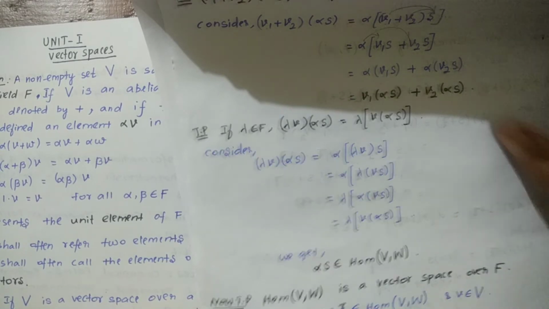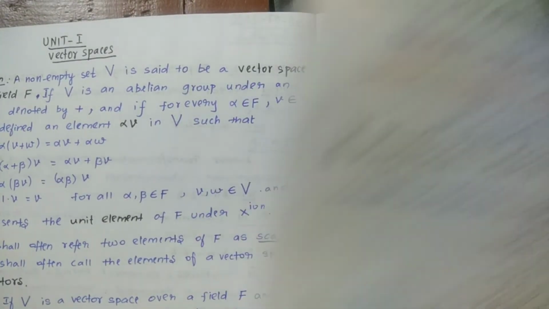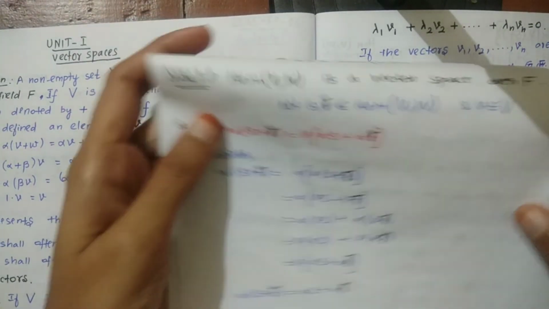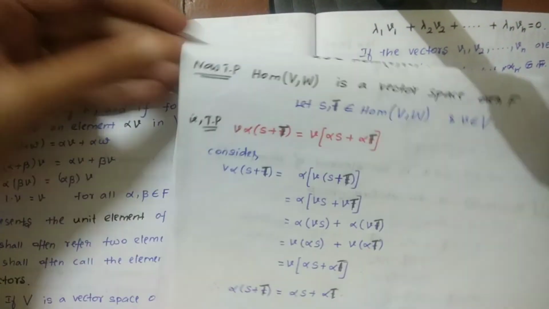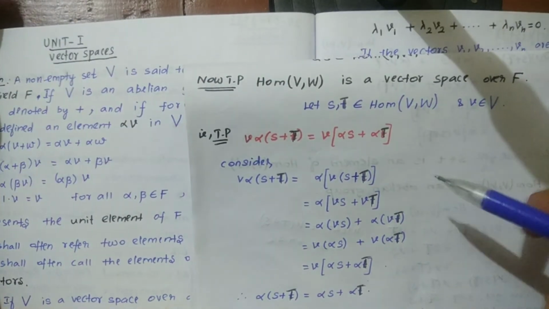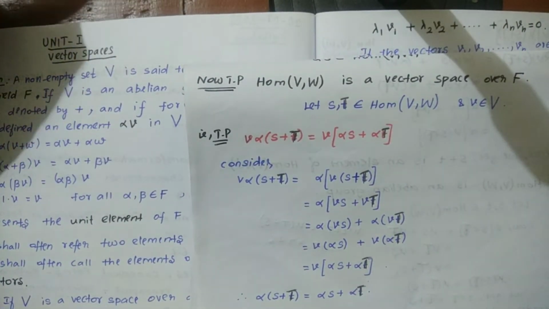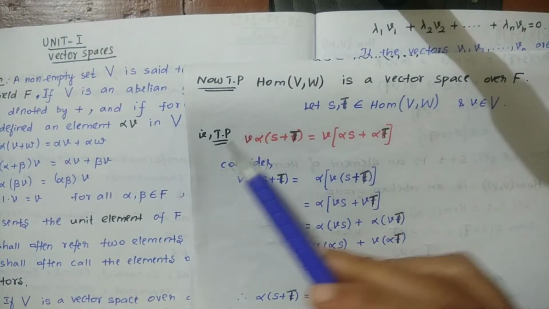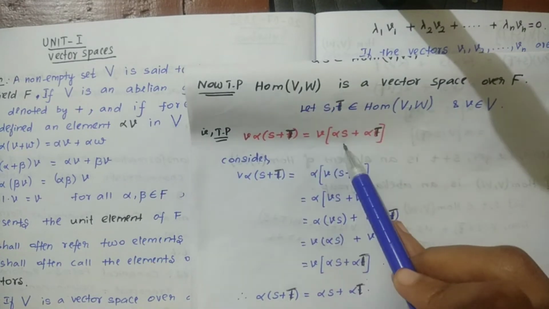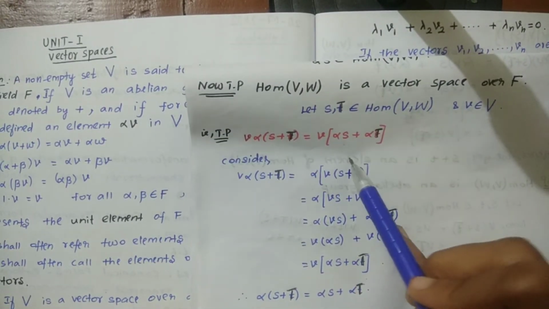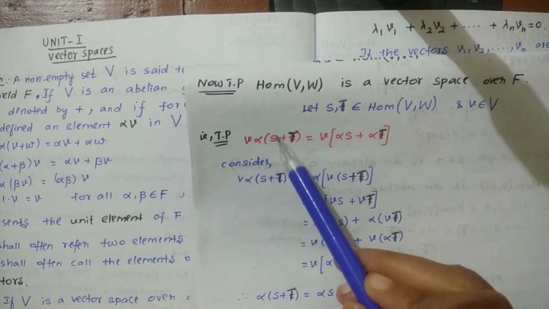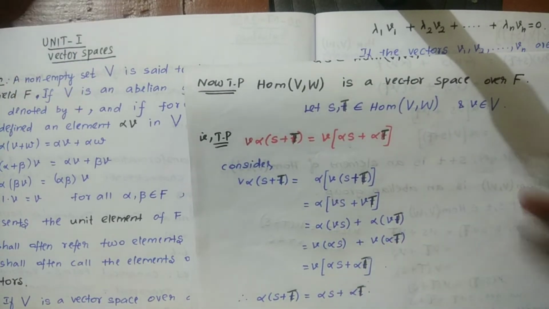Now we are proving 4 conditions. Already we have learned the 4 conditions to say any set is a vector space. So these are the 4 conditions. So here is the first condition. This is what you are going to prove. You will prove that. It is very similar, so it is very easy.